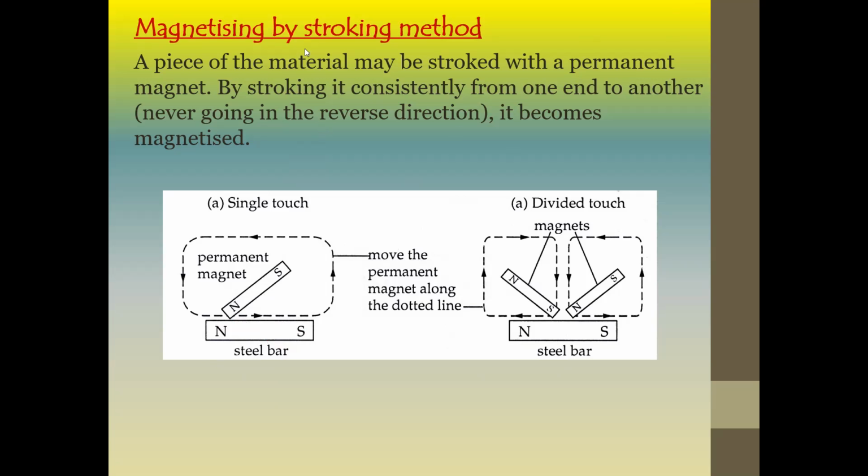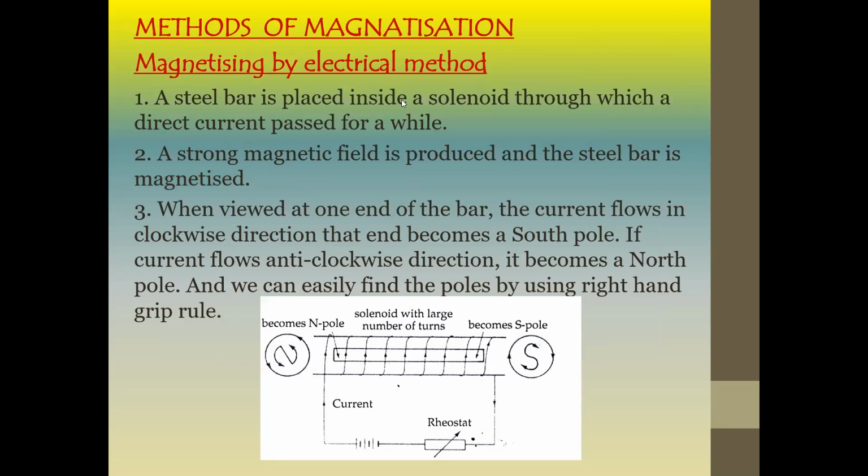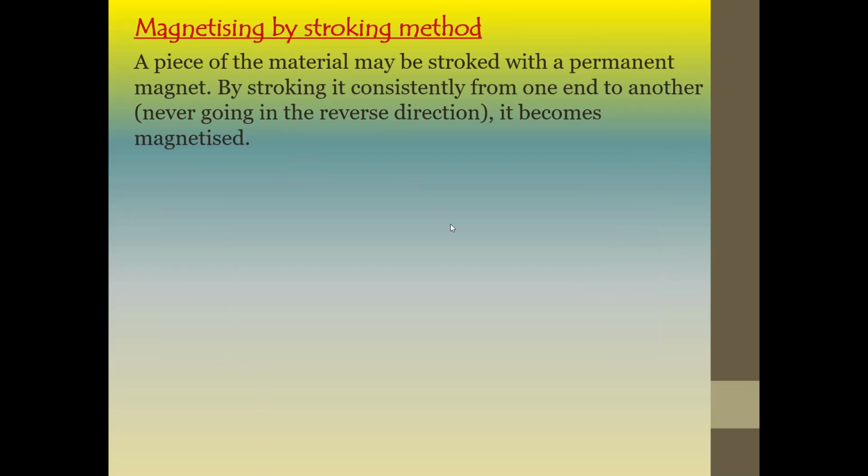Is it clear? The methods of magnetization: the first one is the electrical method and the second one is stroking. Is it clear to everyone? These are the two methods or techniques which we use to magnetize a material. Then how to demagnetize.